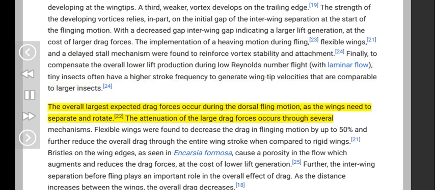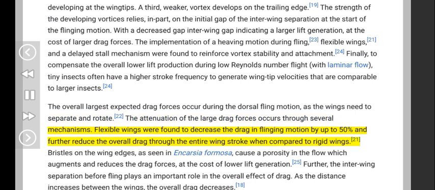The overall largest expected drag forces occur during the dorsal fling motion, as the wings need to separate and rotate. The attenuation of the large drag forces occurs through several mechanisms. Flexible wings were found to decrease the drag in flinging motion by up to 50% and further reduce the overall drag through the entire wing stroke when compared to rigid wings.